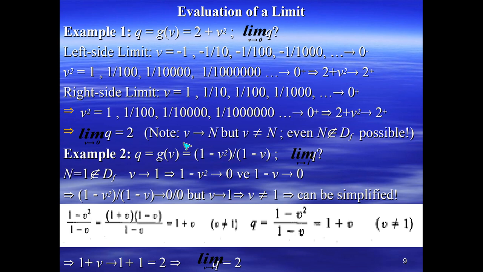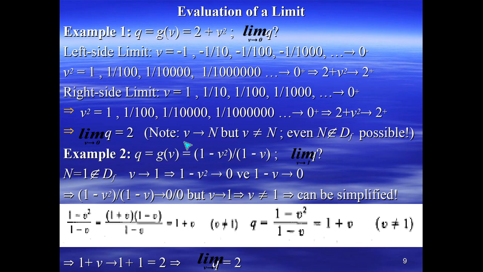And even n may be outside the domain of definition of the function. The value of the function at n may not be defined at all. We can have a hole there, but we can approach this hole from the left and right hand side very close, and if the value is the same, the function still has a limit over there. It may not be defined at that point n, but still may have a limit. You see?